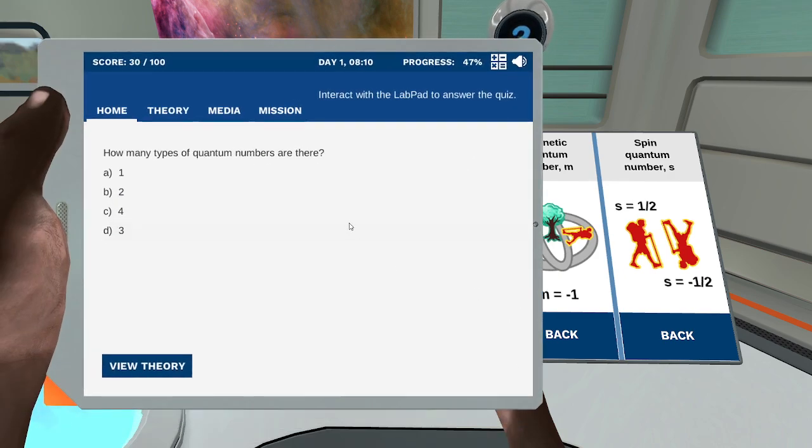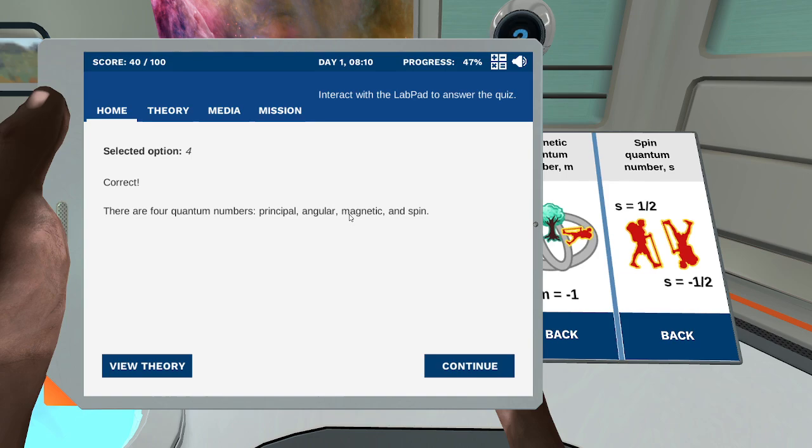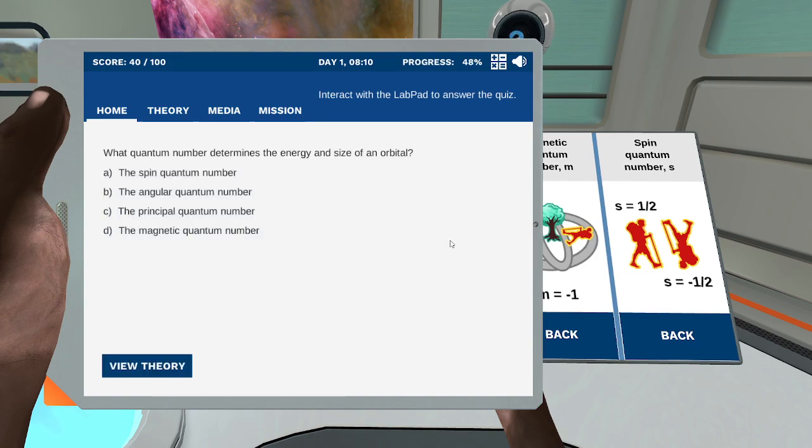How many types of quantum numbers are there? Correct. There are 4 quantum numbers: principal, angular, magnetic, and spin. What quantum number determines the energy and size of an orbital?